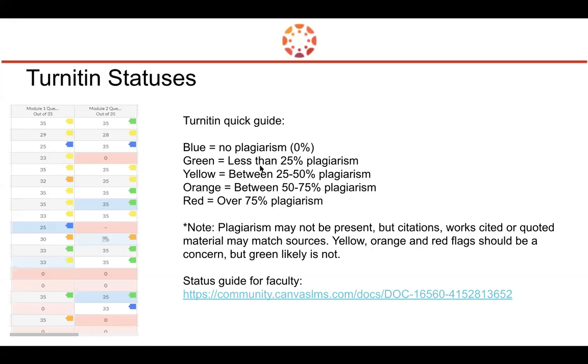Green means that less than 25% of the total text in the assignment seems to match anything else that is out either in the student paper repository or on the World Wide Web. Yellow means that between 25 and 50% of the text matches something else. Orange is between 50 and 75%, and red is over 75%.